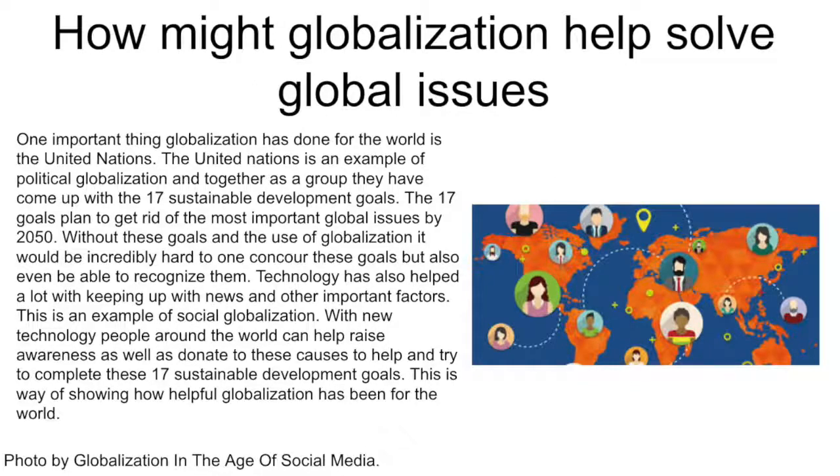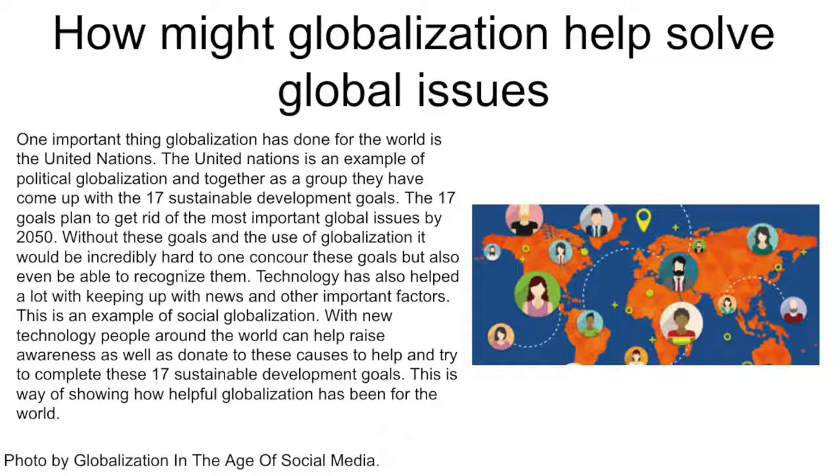How might globalization help solve global issues? One important thing globalization has done for the world is the United Nations. The United Nations is an example of political globalization, and together as a group, they have come up with the 17 Sustainable Development Goals. The 17 goals plan to get rid of most of the most important global issues by 2050. Without these goals and the use of globalization, it would be incredibly hard to conquer these goals, but also even be able to recognize them.